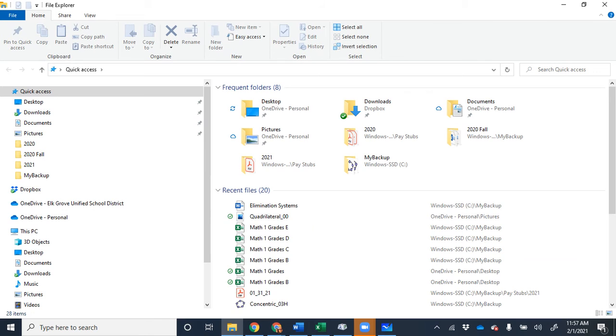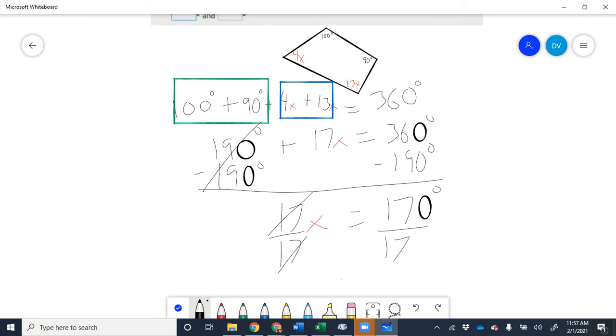And then what? Darn it, I'm sorry. My fat fingers keep hitting the wrong button here. So what is 170 degrees divided by 17? X equals 10. Now, that's right, but it's not finished. X is equal to 10, but they didn't ask us for X. We needed to answer the question. When we see X, we need to write 10 degrees. Does that make sense?